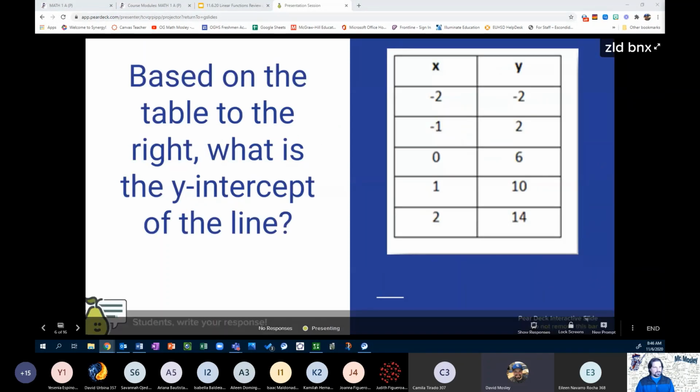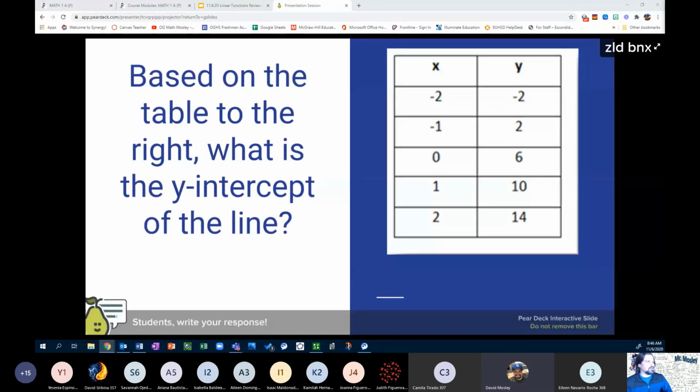So let's do this one. Based on the table to the right, what is the y-intercept of the line? Again, please type this as a coordinate, so it needs to be in parentheses with the x value and the y value at the y-intercept.